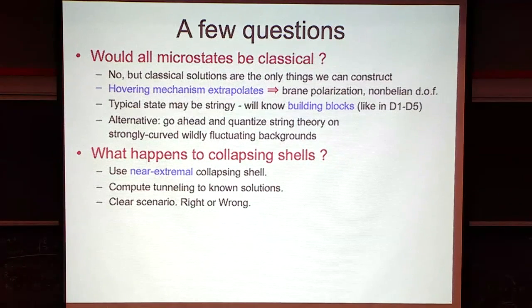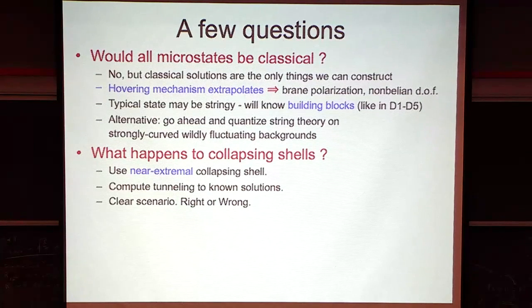I can imagine taking a 5-center bubbling solution and then computing the tunneling amplitude into a shell of D-branes falling in, and then I'll get a number. And then the number is going to be right or wrong. I mean, either the number goes like e to the minus S, in which case I declare victory, or the number goes like e to the minus S times the number of branes to some funny power, in which case I say, no, this doesn't work, this scenario doesn't work.